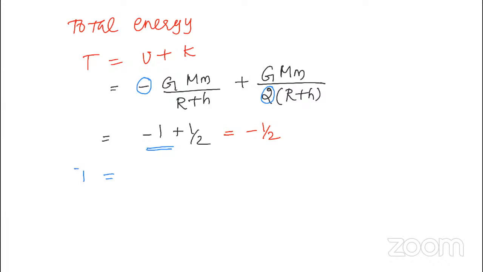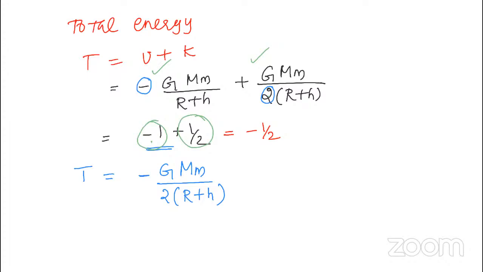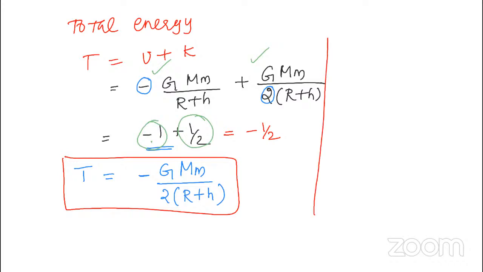So what is the value of T? T is equal to minus of G M m divided by 2 into r plus h. Minus 1 and plus half, when added, gives minus 1 by 2. So the total energy is calculated by the formula minus of G M m divided by 2 into r plus h. So we have one conclusion: U is equal to minus of 2K, and K is equal to minus of T.